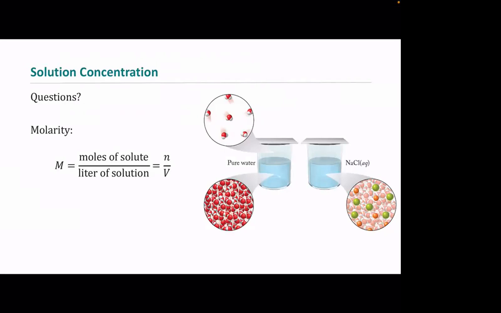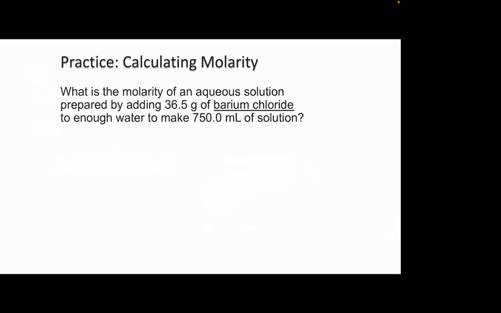So we'll simply just do a calculation rather than spending much more time on this. If you've had a video, you've got some reading, let's just do a calculation. What is the molarity of an aqueous solution prepared by adding 36.5 grams of barium chloride to enough water to make 750 mils of solution? Go ahead and start crunching this out right now. And you can just do a quick estimate of your molar masses. You don't have to use exact. Barium's 137, chlorine's 35.5. Use that.